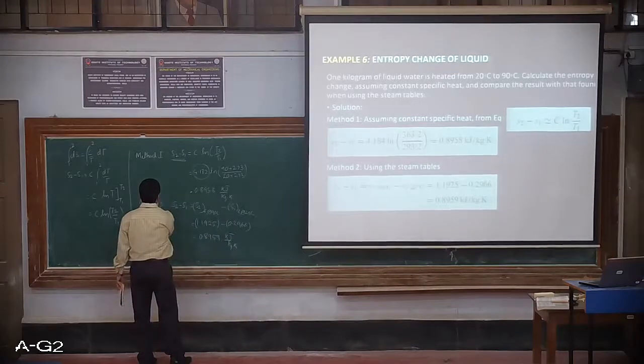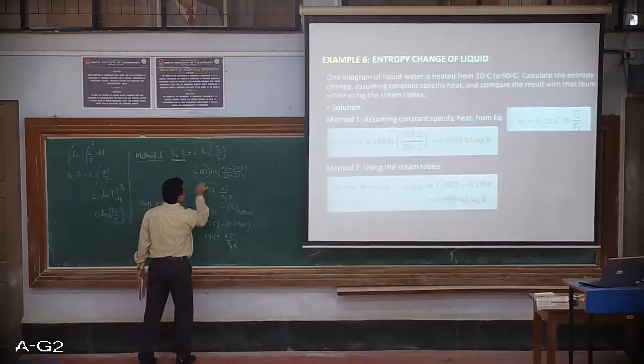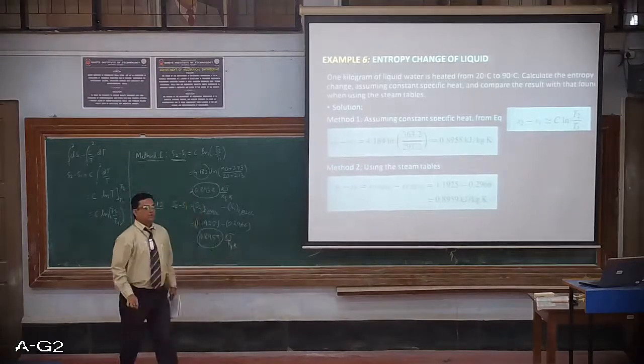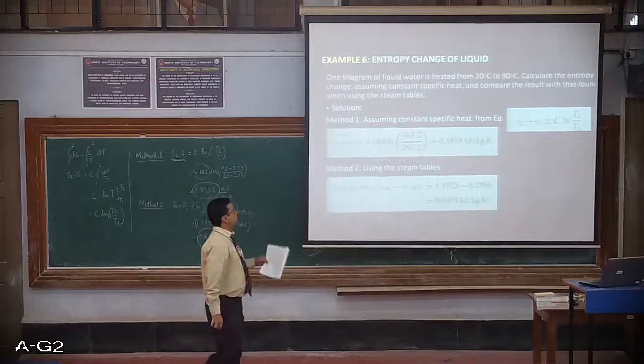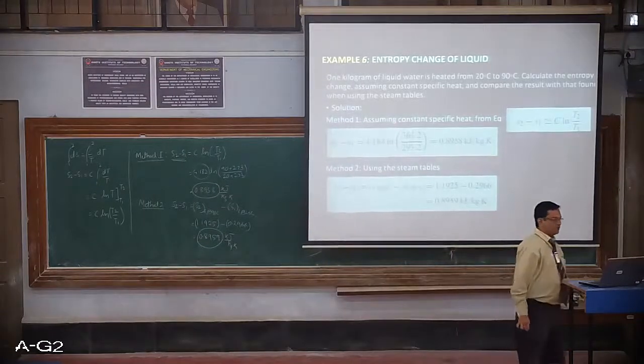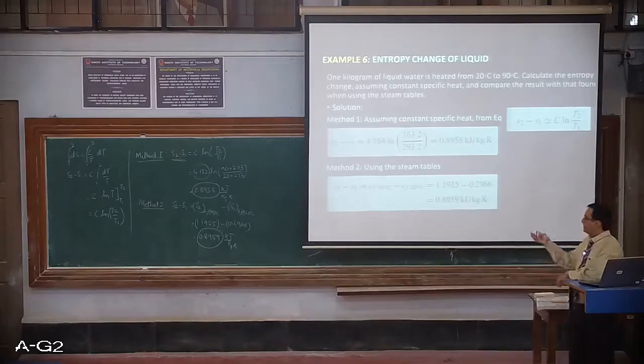Whether by method 2 or method 1, the answer we obtain is one and the same. So there is nothing wrong in assuming the specific heat of a given solid or liquid and proceeding to calculate the change in entropy.